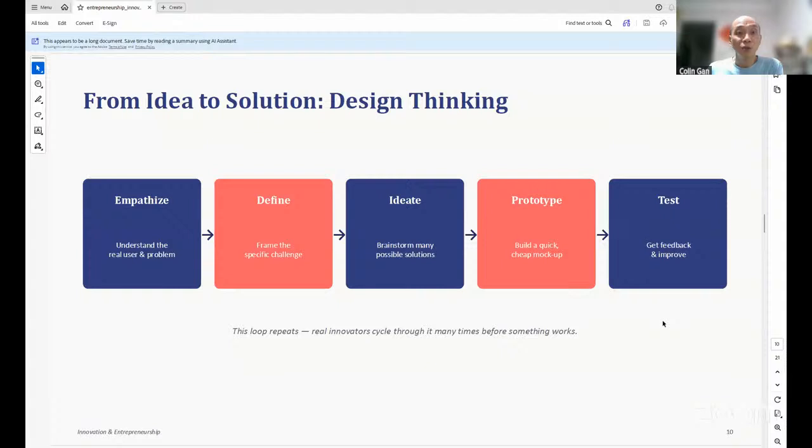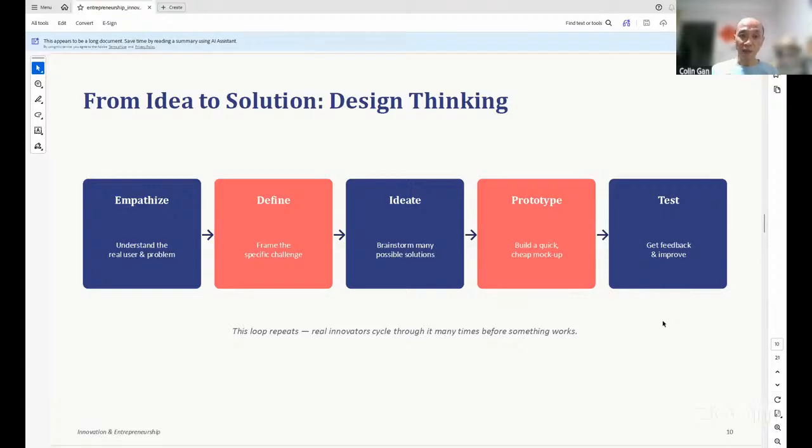Okay, so just now I told you what I'm going to cover today, design thinking. So what is design thinking? It's basically turning your idea into a solution. First, you need to be able to empathize with the real user, the person that is going to use your product, solution, or service. What is the problem the person is facing? Then you have to define. You need to frame the specific challenge.